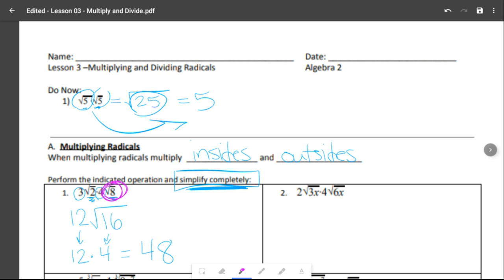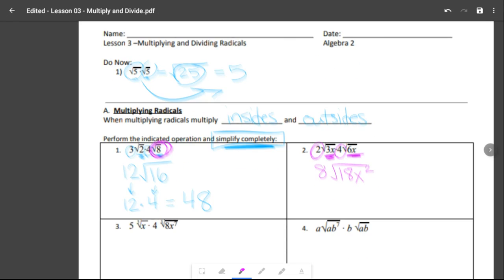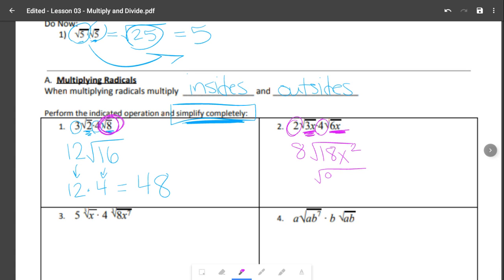So why don't you press pause and try number 2, and when you're ready, press play. All right, so number 2, the outsides, we have 2 times 4, which gets us 8 on the outside. And then inside the radical, we have 3x times 6x is 18x squared. So from here, simplifying, we can break up this radical. 18 is 9 times 2, with 9 being the perfect square. X squared is a perfect square, so we don't have to break it up as anything.